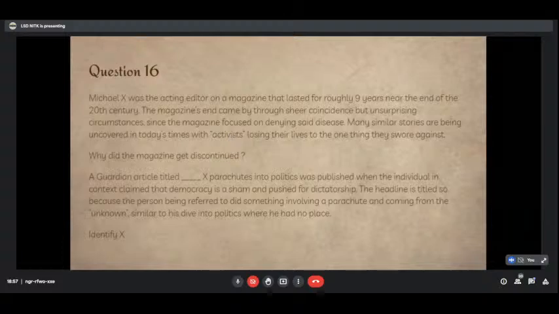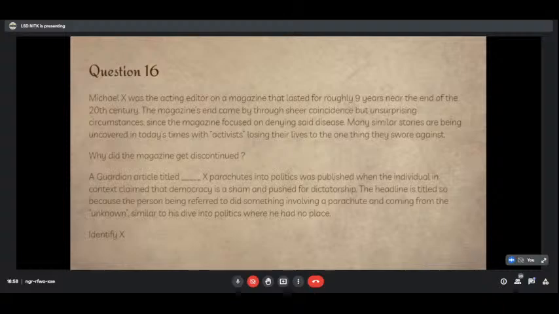Michael X was the acting editor on a magazine that lasted for roughly 9 years towards the end of the 20th century. The magazine's end came about through sheer coincidence, but a not very surprising circumstance, since the magazine revolved around denying said disease or symptom, and we can see a repeat of it recently where a lot of people who seem to be denying the existence of the pandemic or not believing the vaccines and things like that have also passed. So first answer should be why the magazine got discontinued.